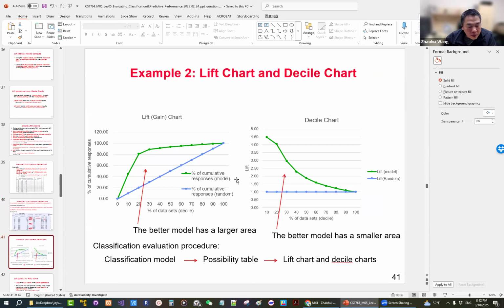Okay, the results will be on this slide for the lift chart and the decile chart. In the lift chart, the horizontal direction will be the percentage of the data sets. The horizontal direction will be the percentage of the community response.